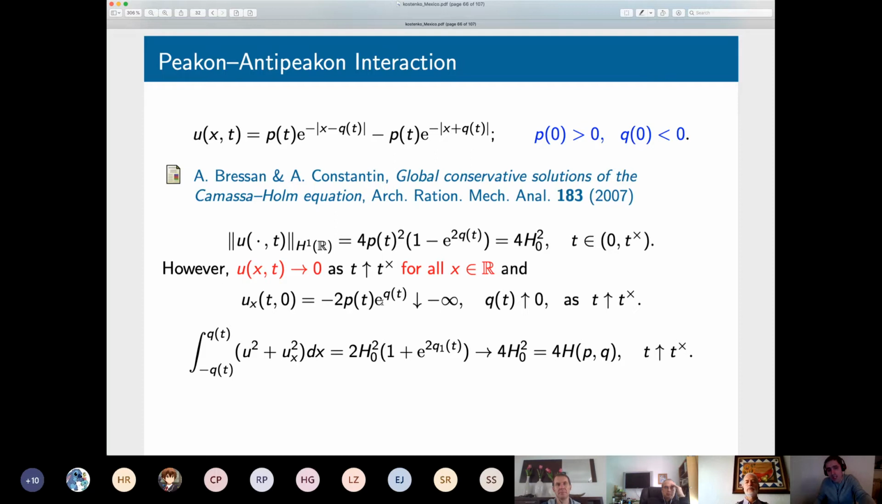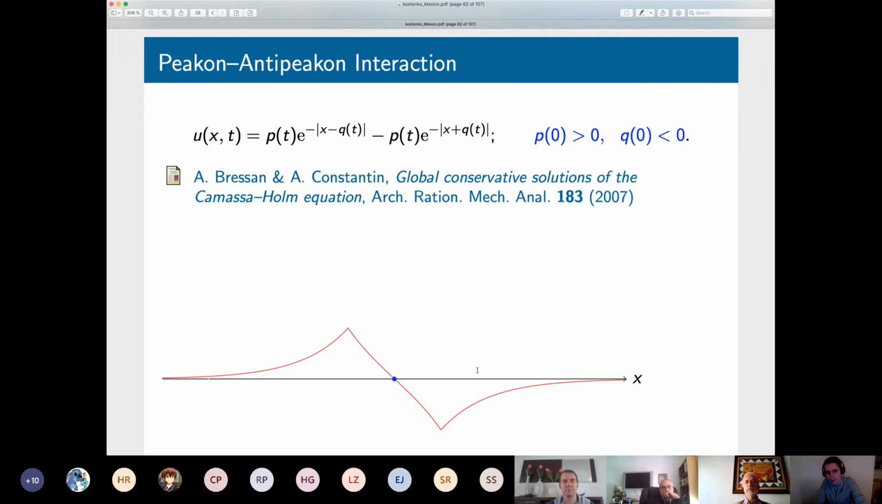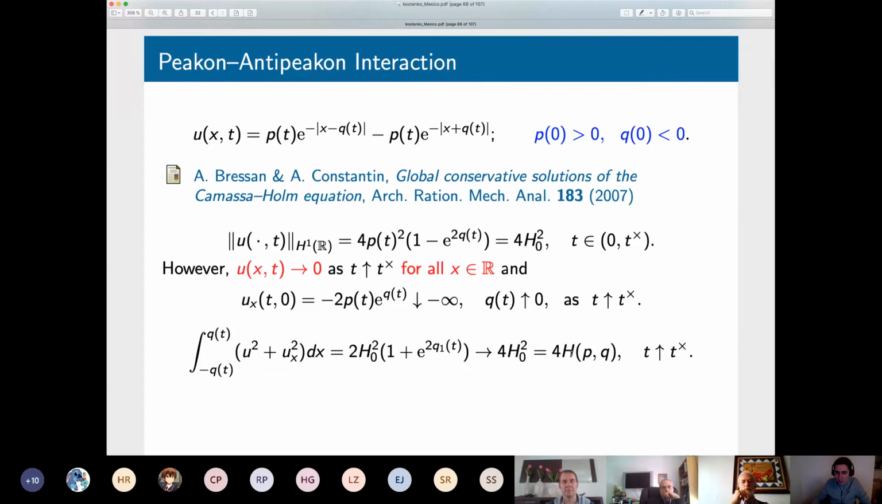The interesting observation made by Brissan and Constantine in this paper is that if we take the H1 norm of our solution between these two peaks, that is between minus Q and Q, it turns out that at the limit, like the whole energy concentrates at exactly one point. So on the picture before, the solution disappears. But in fact, if we just integrate the H1 norm of this solution between the positive and negative peak and take the limit when T goes to zero, then this limit turns out to be exactly our Hamiltonian.